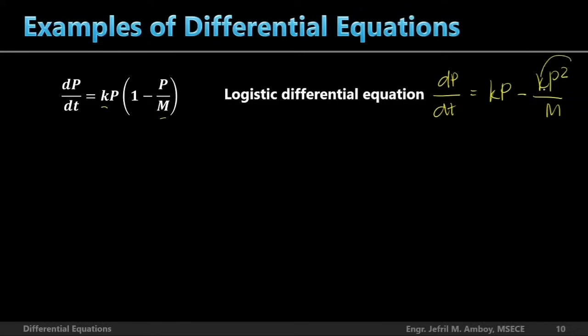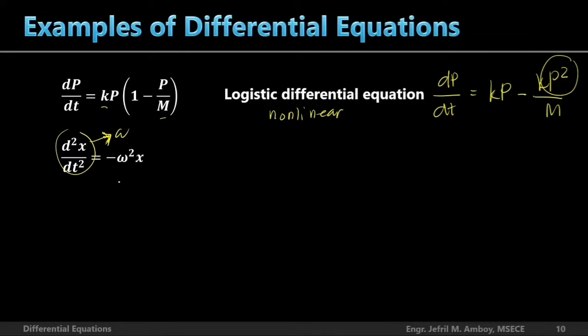Okay, so here we have a term containing P squared, and P is a dependent variable. So that makes the equation non-linear. So remember that the logistic differential equation is a non-linear differential equation. Next example, d squared x over dt squared. Okay, so this is a popular differential equation actually in mechanics. If this x represents the position, the second derivative of the position with respect to t, of course, is actually acceleration, di ba? Second derivative ng position, acceleration.